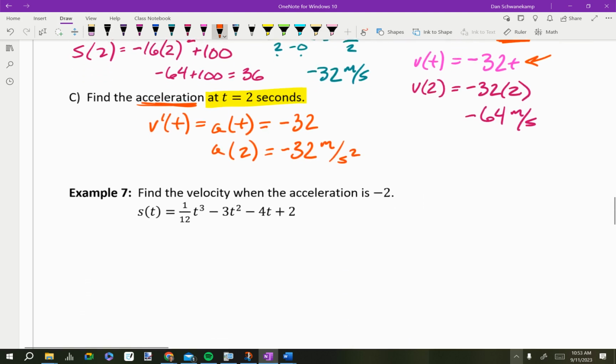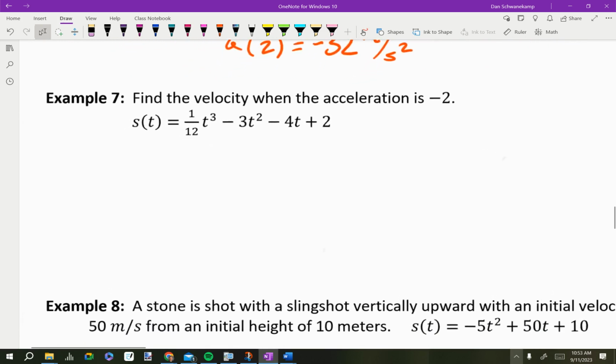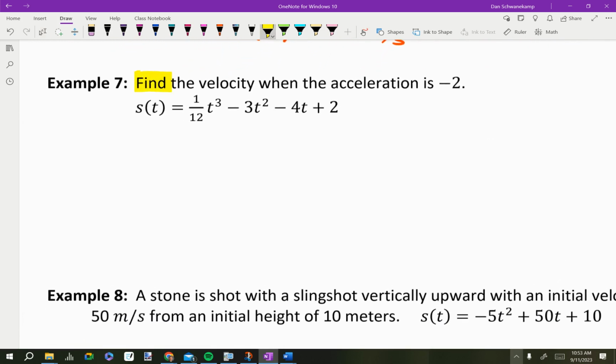Okay, number 7 kind of puts it all together here. We get a little bit more tricky. Find the velocity. That's our ultimate goal.